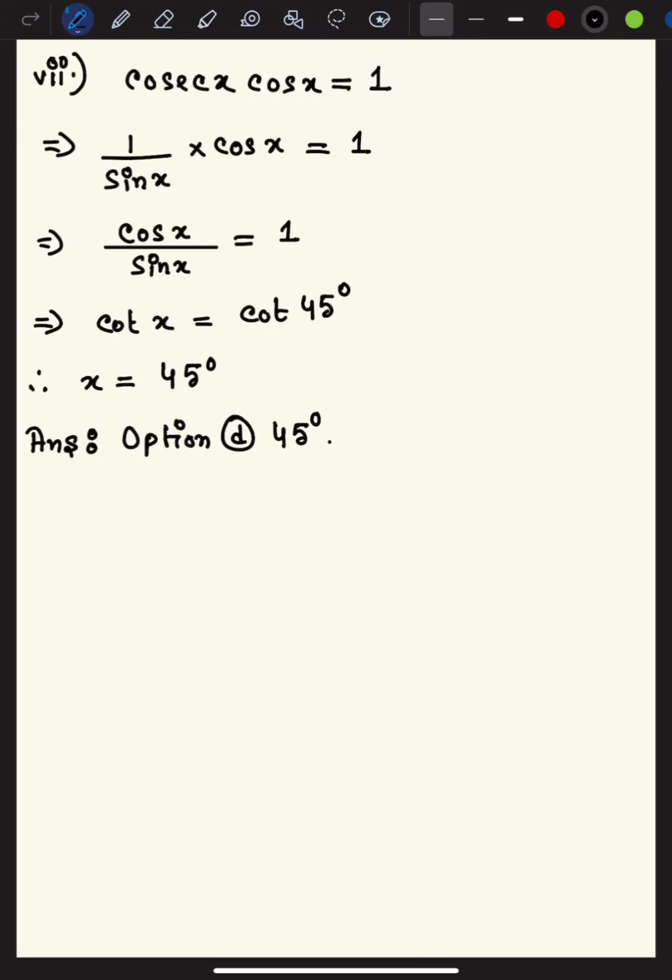7. Okay, cosec x into cos x is equal to 1. So we need to find out the value of x. Got it? Okay, so cosec x means what? 1 by sin x, and cos x we are keeping as it is, which is equal to 1. Therefore cos x by sin x equals 1, which implies cot x equals 1. That means cot x equals cot 45 degree, because the value of cot 45 degree is 1. Got it? Therefore x equals what? 45 degree, which is option D.